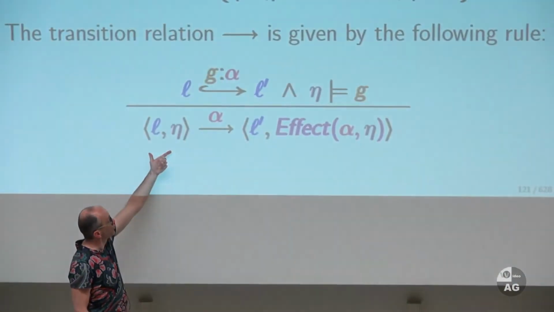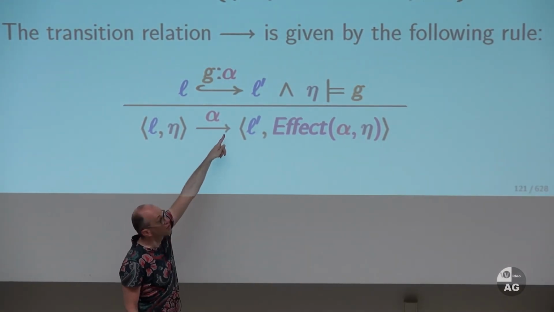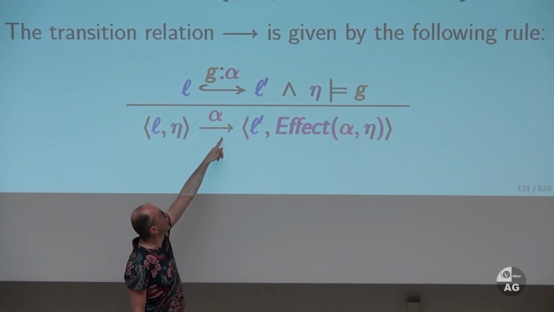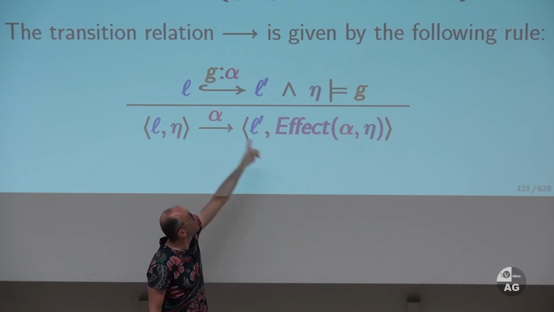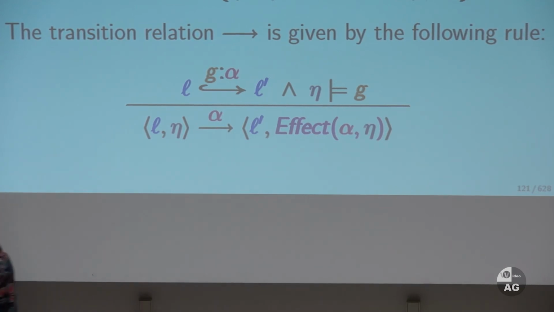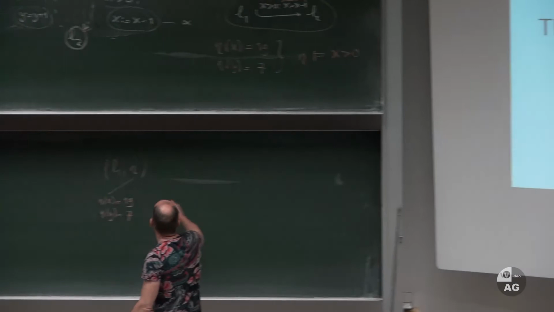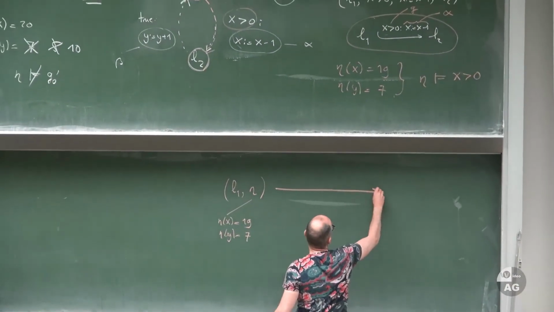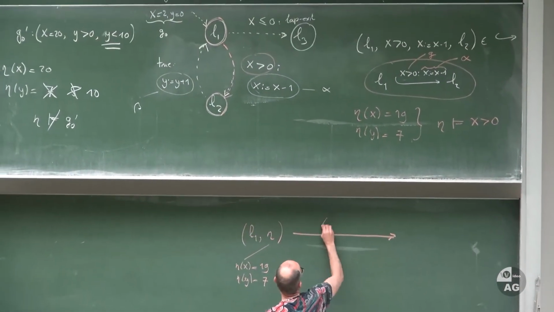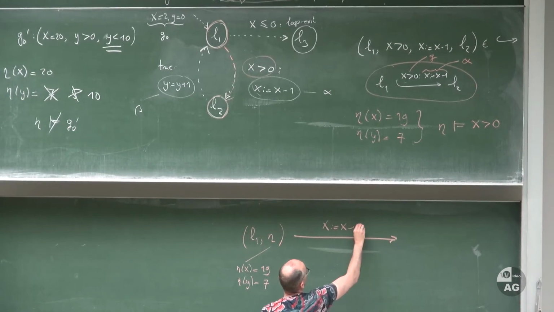Now what this rule tells you, you have an edge. So in the transition system, you can move from this state to that state by doing alpha. Okay, so let's do alpha. What is alpha in my case? So I can do here alpha. Alpha in my case is x becomes x minus 1.